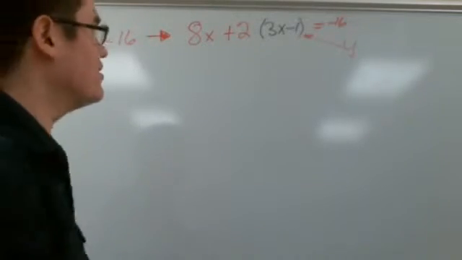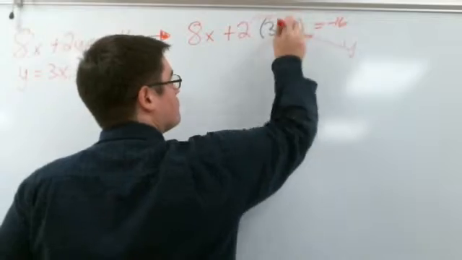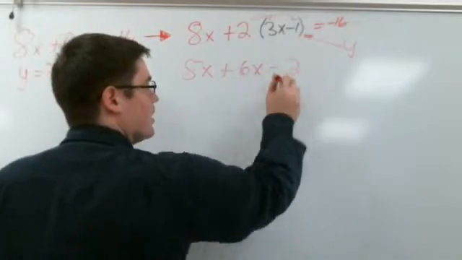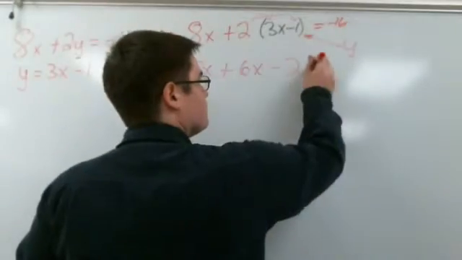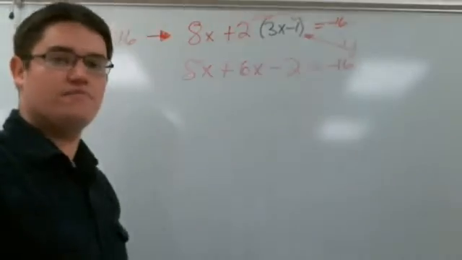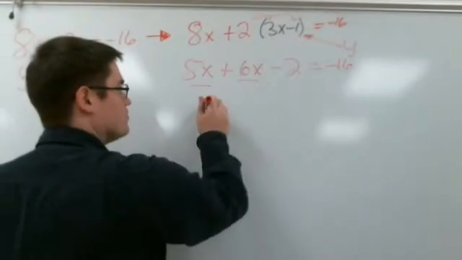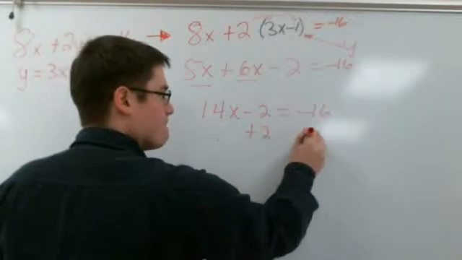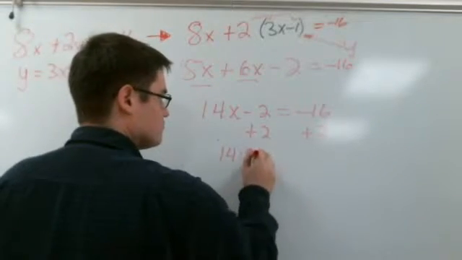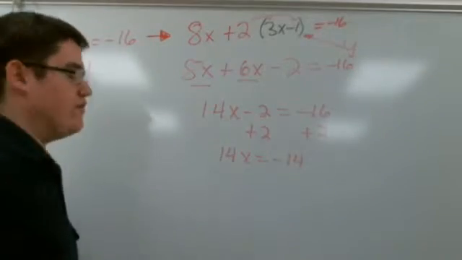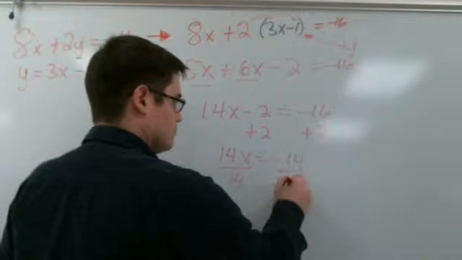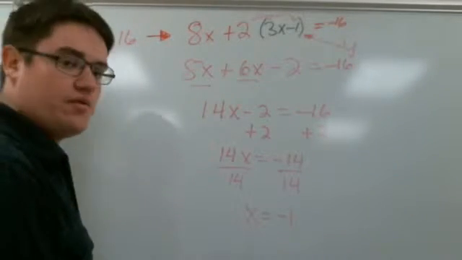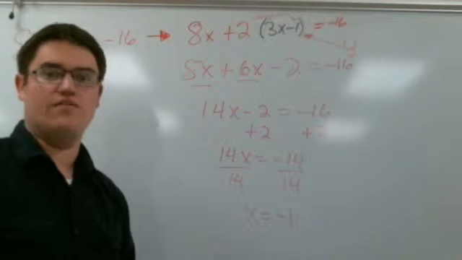Well now I can solve for x. Do some distributing. 8x plus 6x minus 2, distributing that 2, equals a negative 16. Combine like terms. Add 2. Now we can divide by 14. So x equals negative 1. So in this system of equations, x equals negative 1.